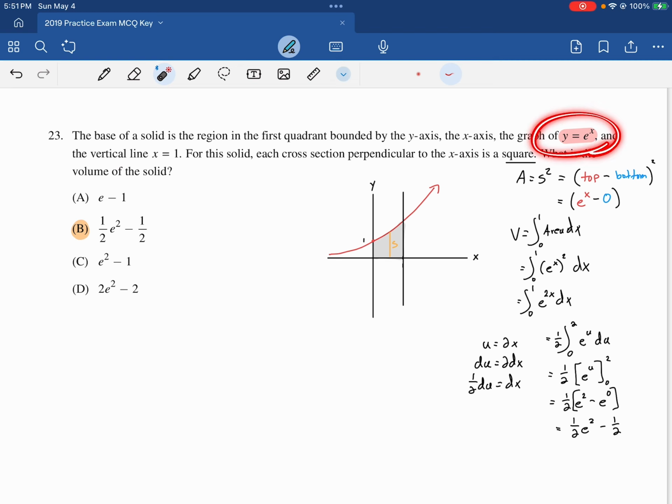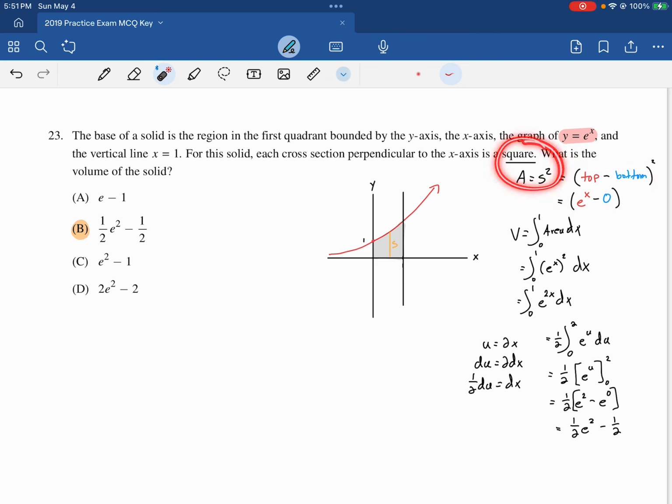One thing to keep in mind, you can always do an xy table for this one. Just remember that when x is 0, e to the 0 is 1. That might help you see that it's a bit off the x-axis. But you don't even need to know that. You don't have to graph any of this. Just know that your exponential function is on top the whole way down, and the bottom is the x-axis for when I do top minus bottom.